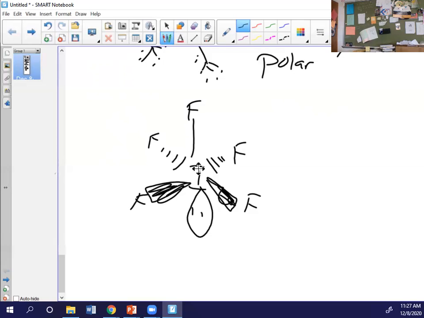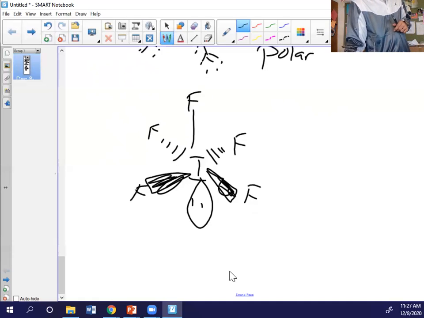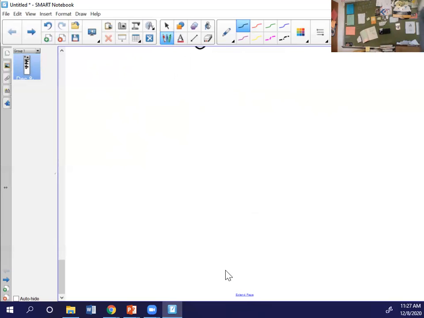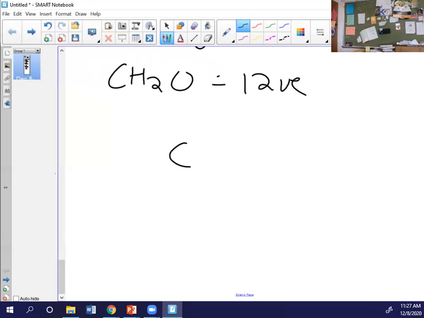Now, let's do one more. Let's do CH2O. This was the one on your homework the other day. CH2O. So that's 12 valence electrons. What's the central atom? Carbon. That's 4 dots, 4 electrons.